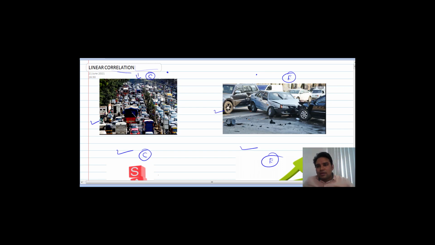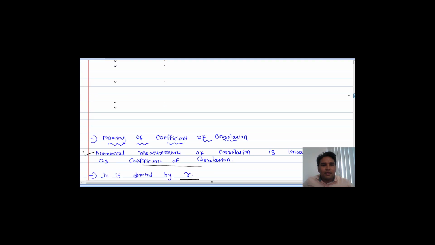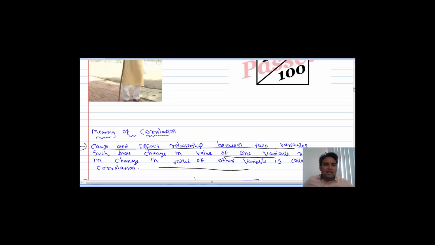So write the meaning of correlation. All of you note down this. Cause and effect relationship between two variables such that change in the value of one variable results in change in the value of the other variable is called correlation. So this is the meaning of correlation. It can be asked in the exam for 1 mark. So you can take a screenshot of this or you can note it down in your notebook, right?